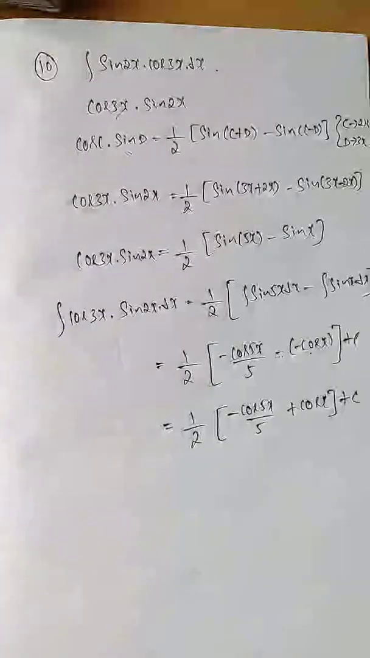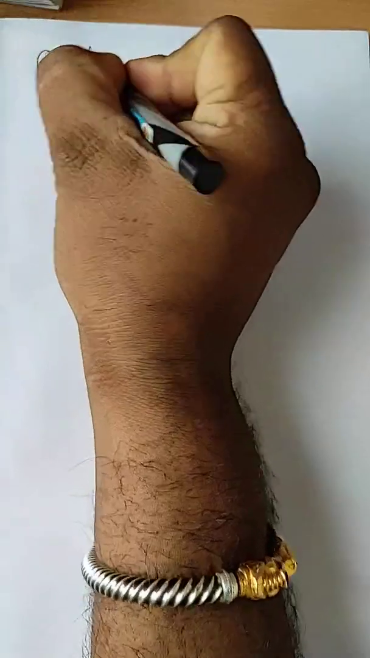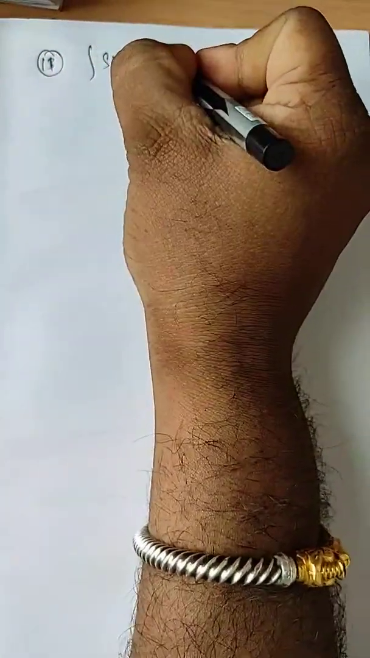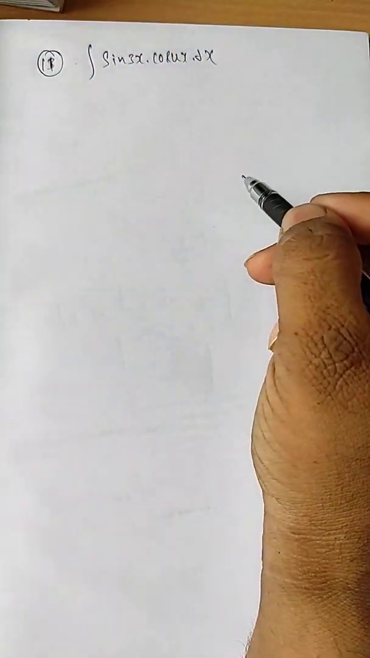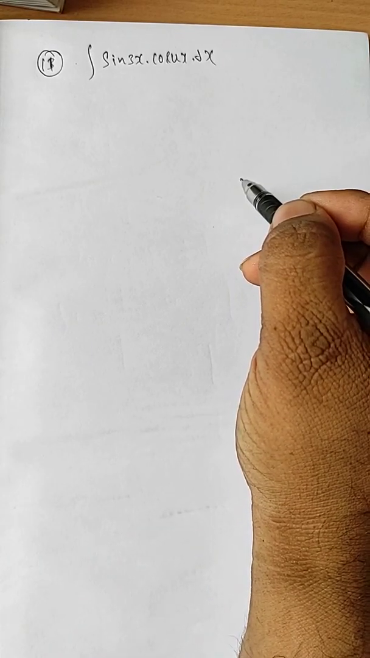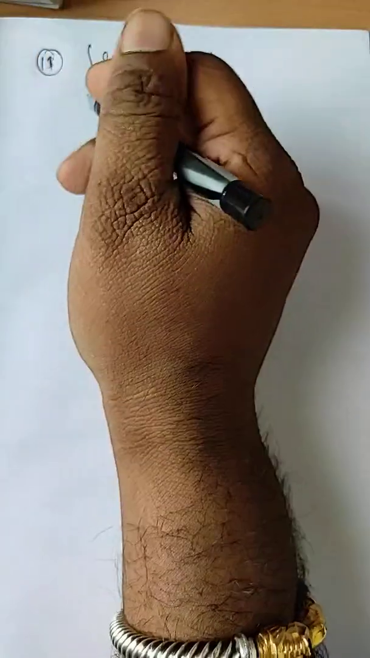Now we will go for the next problem. The integration of sin 3x into cos 4x into dx. As I already told you, when the given problem is a trigonometric function in product form, you want to make use of a trigonometric identity.